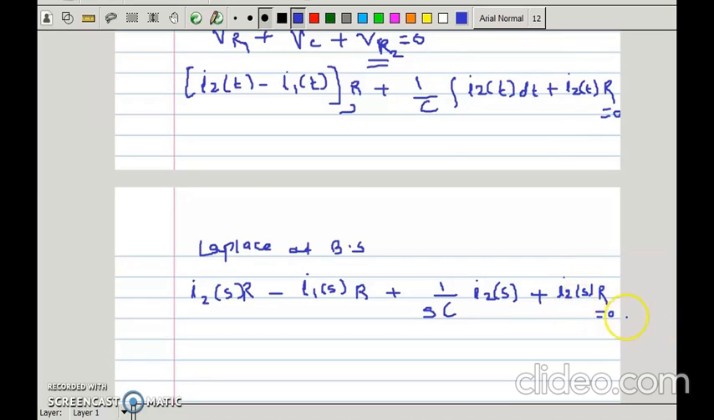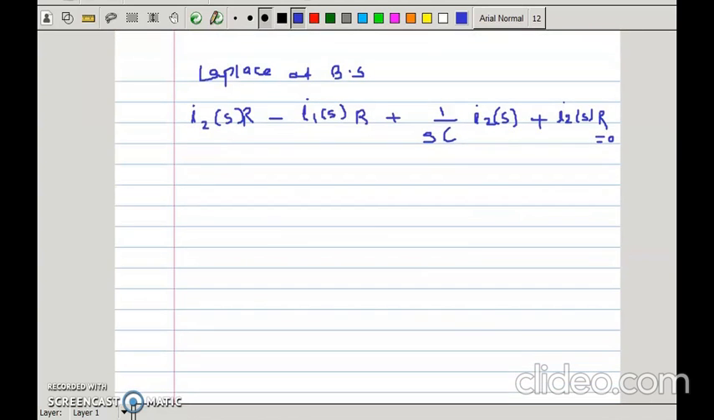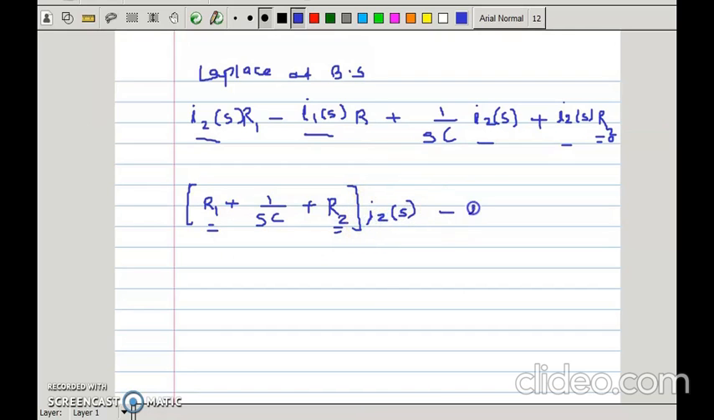Now, can we put something common? There are 4 terms: this is I2, this is I1, this is again I2, this is again I2. So we can take I2 as common. What is inside? R plus 1 upon SC plus R. This first R is R1 and this is R2, because both values are different. R1 is 0.5 mega ohm and R2 is 1 mega ohm. We put I2 of S outside, minus I1 of S R as it is, equal to 0. I forgot to write down R equal to 0.